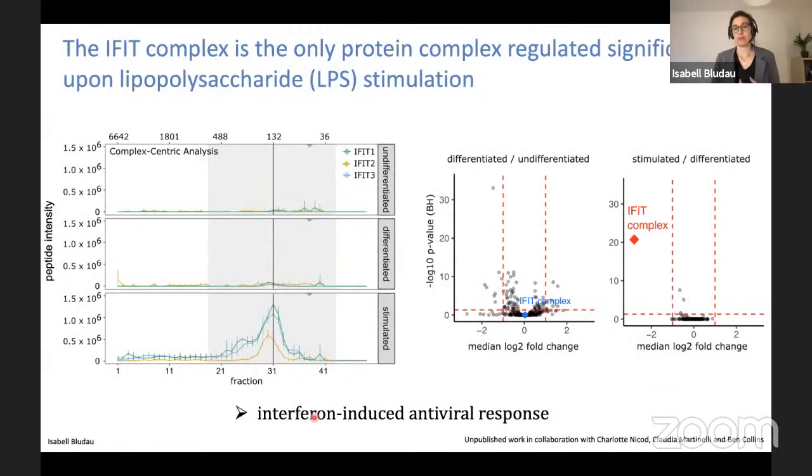If we look at the complex-centric analysis side, we could see that there were a lot of protein complexes that were actually changing upon differentiation, but only a single complex, the IFIT complex, was upregulated upon stimulation. And you can nicely see this here, that the complex is basically absent in the early 2 conditions. And here we have a nice high signal of this complex, which is involved in interferon-induced antiviral response.